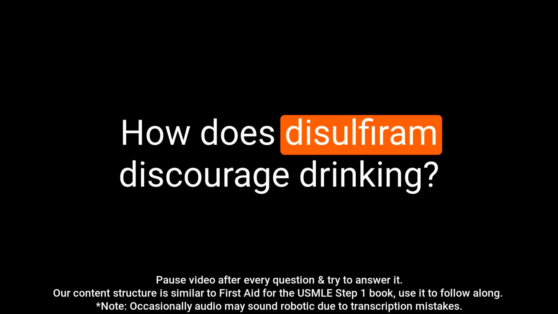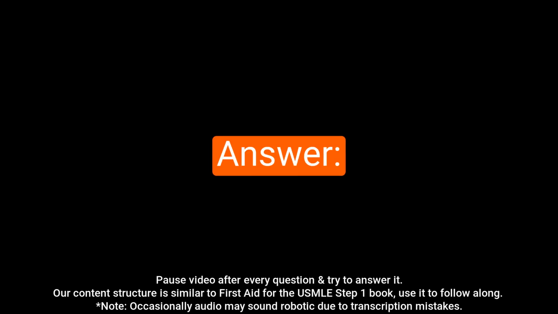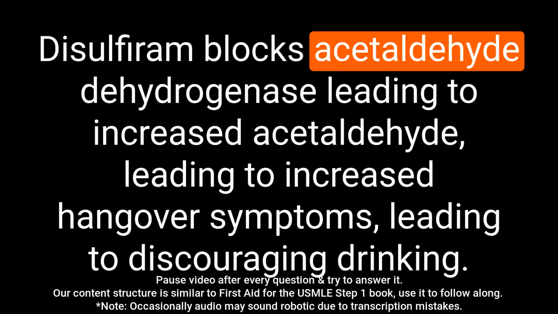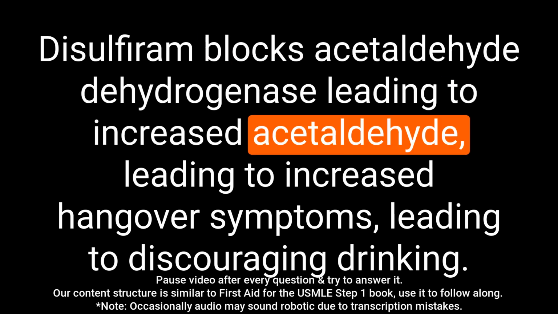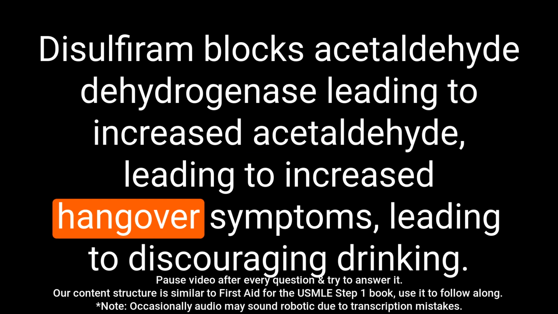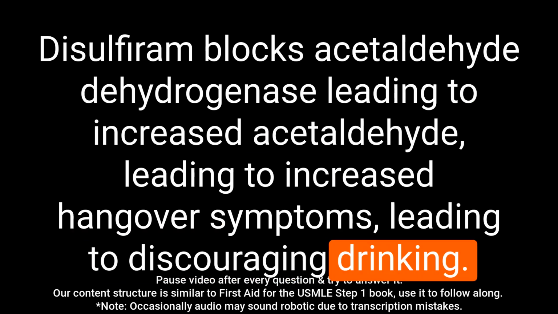Question: How does disulfiram discourage drinking? Answer: Disulfiram blocks acetaldehyde dehydrogenase, leading to increased acetaldehyde, leading to increased hangover symptoms, leading to discouraging drinking.